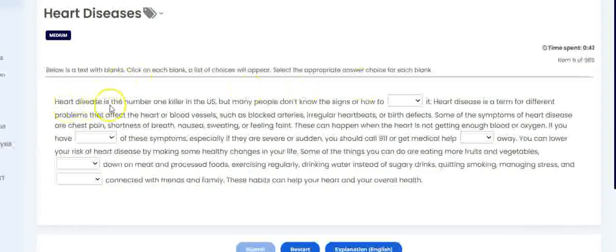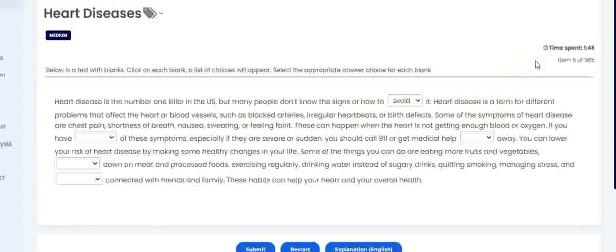Okay, so: heart disease is the number one killer in the US, but many people don't know the science or how to... So we know that after 'to' there will be the first form of the verb. Now, if you understand that there is one disease, heart disease, which is the biggest killer in the US, and many people don't know the science, meaning the symptoms of heart disease, then this is something like 'how to dash it'. If there are signs of heart disease, you need to know how to avoid it. Here we see train, cater, avoid are in the first form of the verb. Care is a positive one, but you need to find out which is more relevant to this sentence. So: how to avoid it.